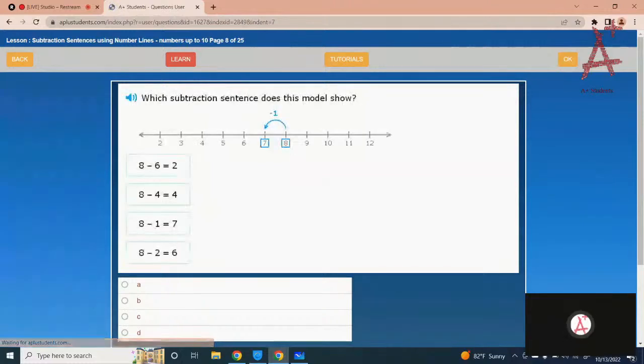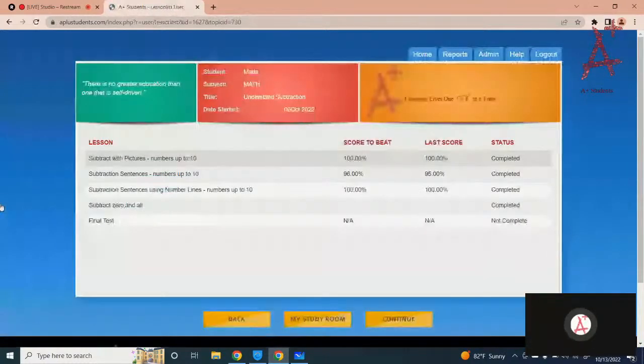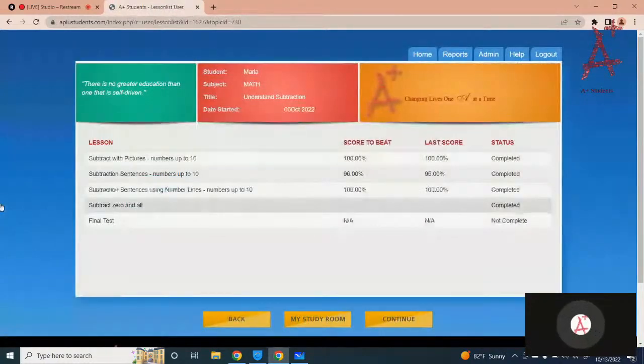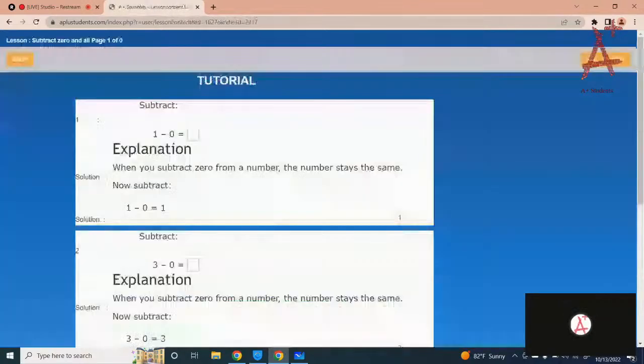Okay, so you can complete the test by yourself later today. If you need more help with the topic, you can contact any tutor on Skype. They are available from Monday to Friday, 5 to 9. Got it? I'm just moving on to the next topic. Just click on the back button, and there we have the next topic, that is subtract 0 and all. Got it?